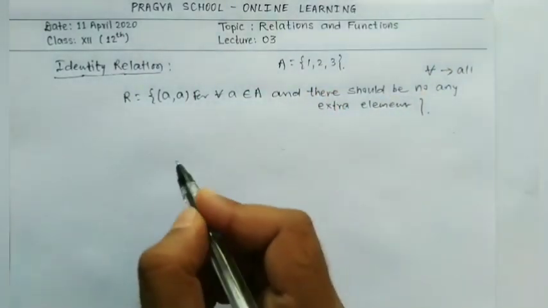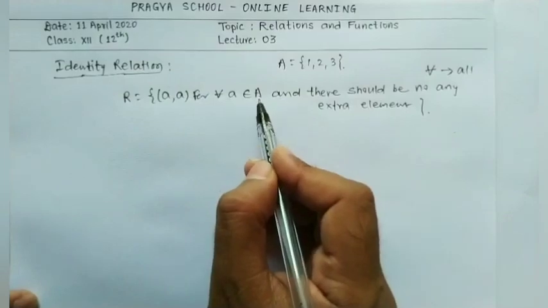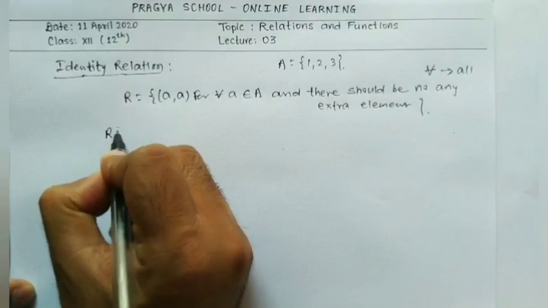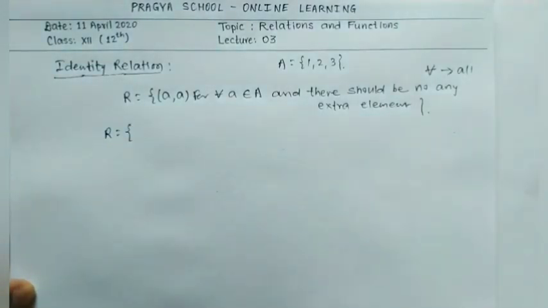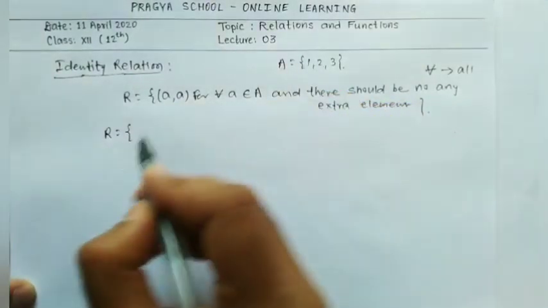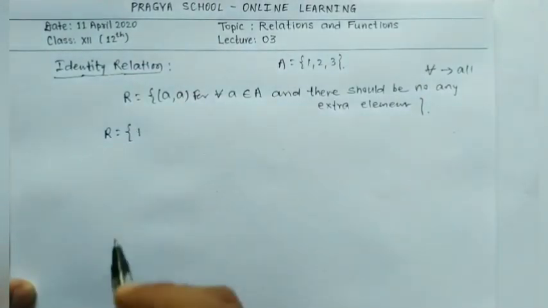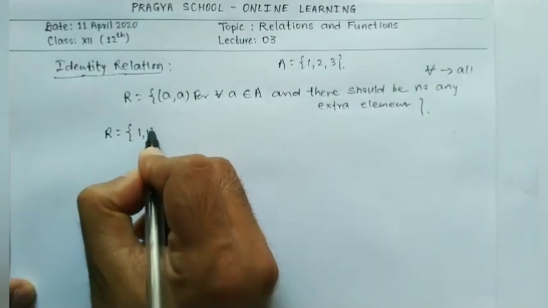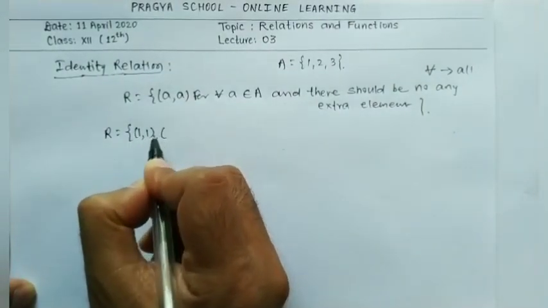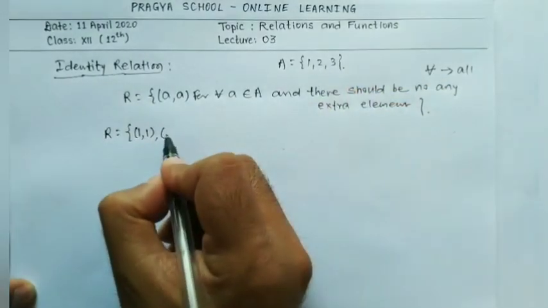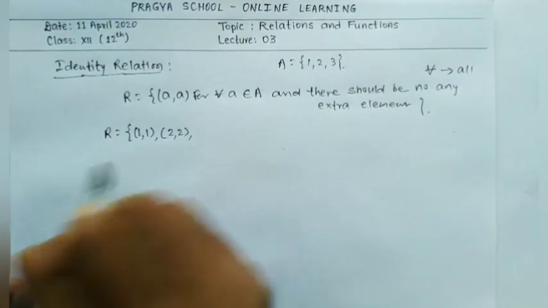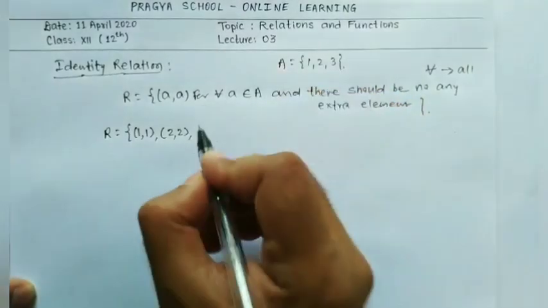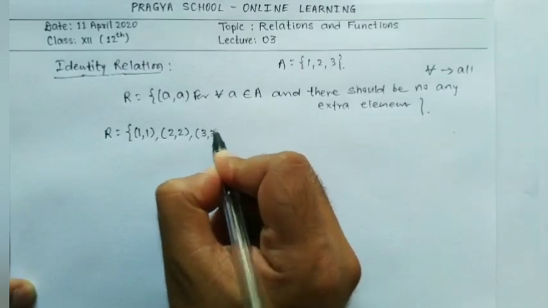Now try to write the identity relation on set A. So R equals, what will we do? We will consider the first entry 1, and we will write this type of relation (A, A), that means (1, 1). Next we will consider the entry 2, and we will write (2, 2). Is it clear? Now see, the next entry is 3. We will write (3, 3).